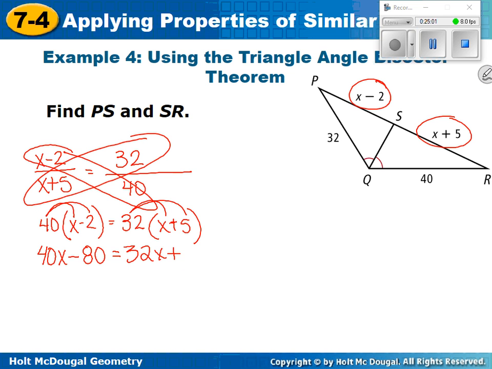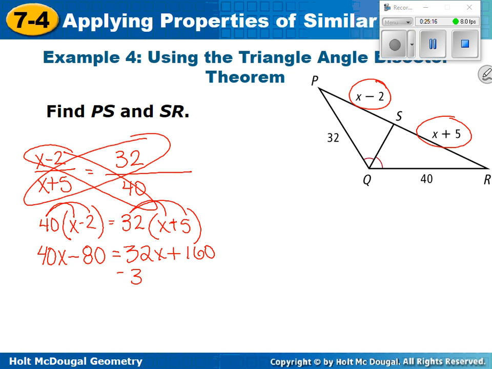32x plus 160. From there, what do you want to do to solve? Okay, I heard subtract 32x and I heard add 80. Both of those are going to be done. It doesn't matter which order you do it in.